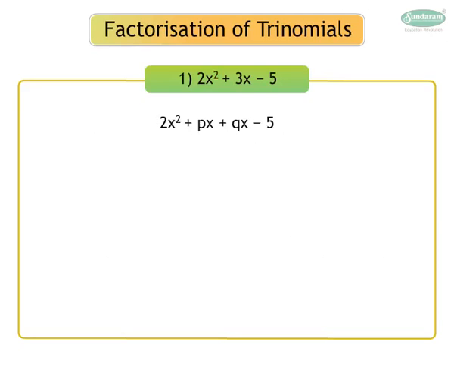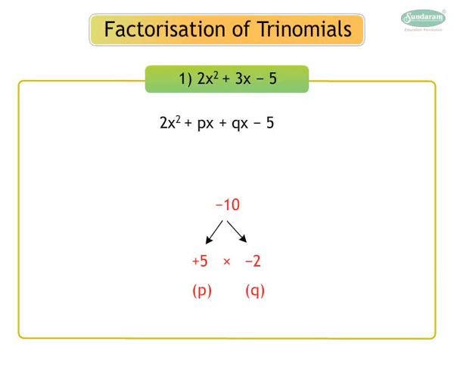A trinomial therefore has to be converted into 4 terms. This is done by splitting the middle term as sum or difference of 2 terms. For splitting the middle term, we find the product of coefficient of x² and the last term. The product of 2 and -5 is -10. We express -10 as product of p and q, so that p + q is equal to +3 and p × q is equal to -10.